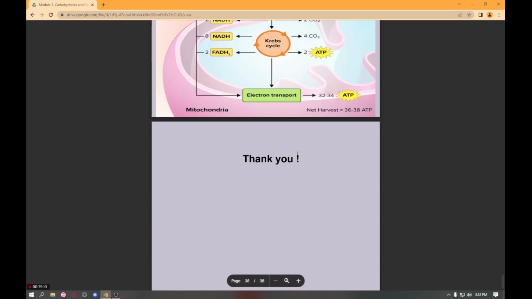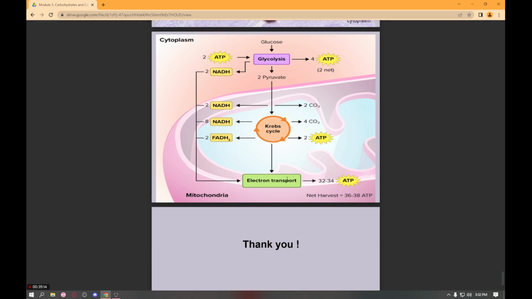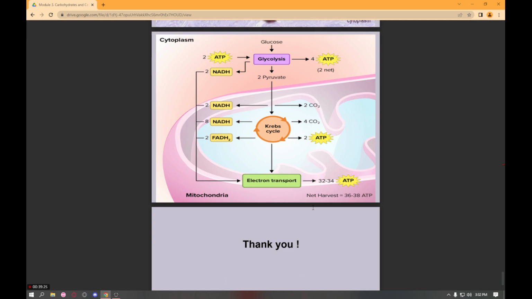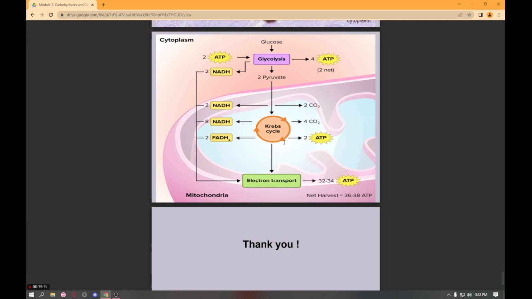Here, the net harvest after the 3 stages is 36 to 38 ATPs. Napapansin ko sa kabilang section, magkakaiba ang kanilang number of ATPs because it depends on the resources.